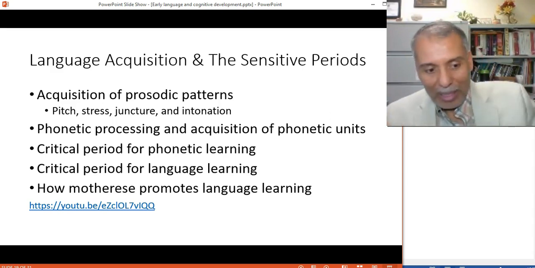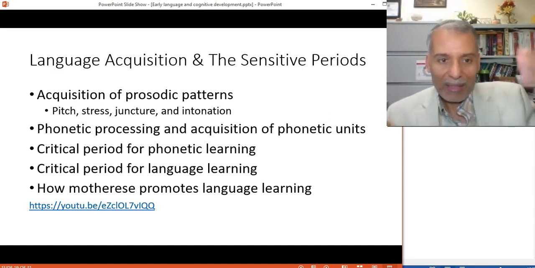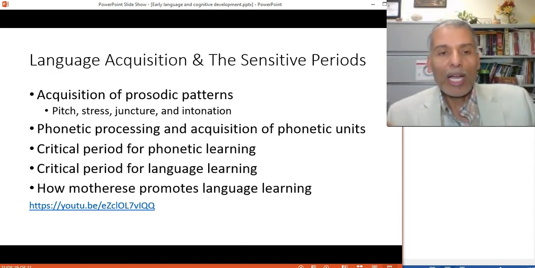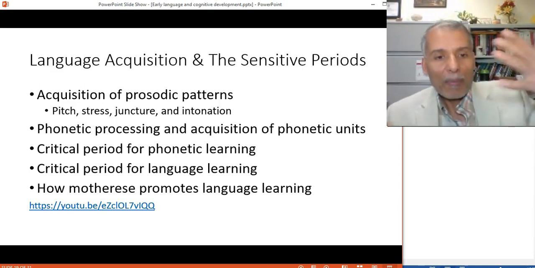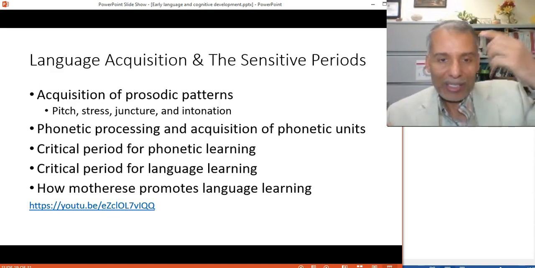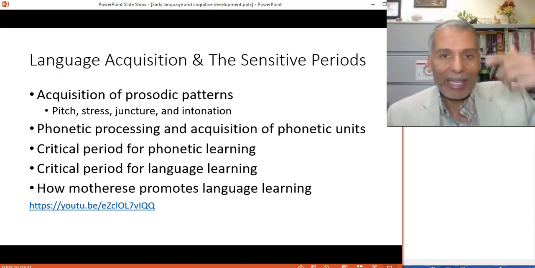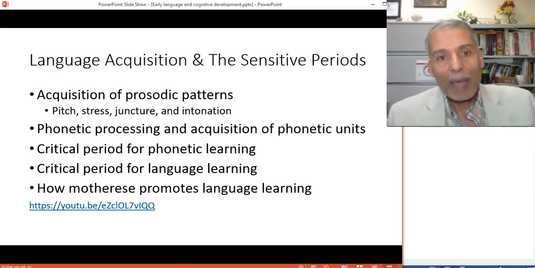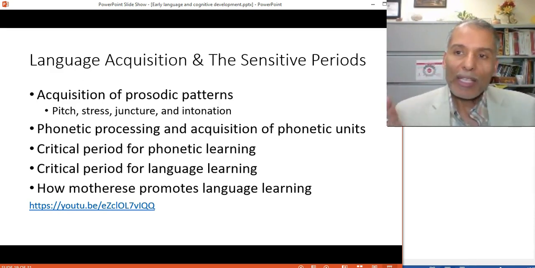And then the baby continues hearing that rhythm of the language after being born, and they keep strengthening the patterns that they have of that language, the cadence, the melody of that language. And that serves as the first foundation of language acquisition.